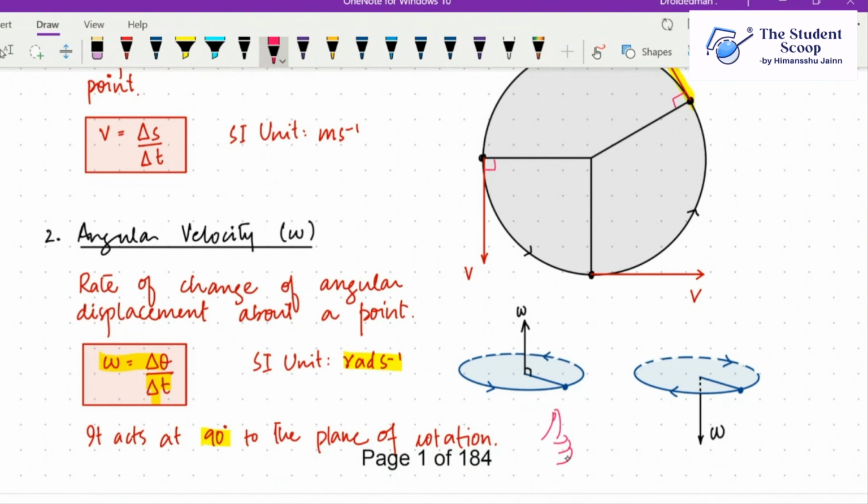So if my thumb gives me the direction of angular velocity, then you can see our fingers are going in the direction of the rotation. So this is a basic thumb rule that we can use to predict the direction of the angular velocity, but it is always 90 degrees or normal to the plane of rotation.